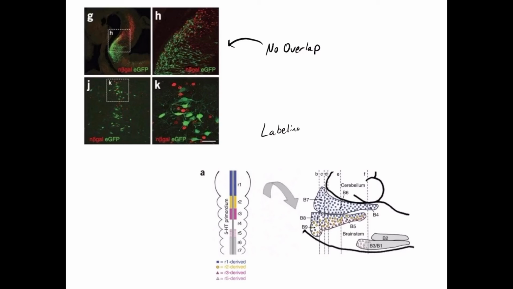The figure in the bottom left shows the primary result of Dymecki's paper, which is the comprehensive mapping of the serotonergic nuclei based on which rhombomere they came from. Based on these results, the authors were able to determine which nuclei are developmentally related, which may lend some insight into the function and relations between these neuromodulatory centers.